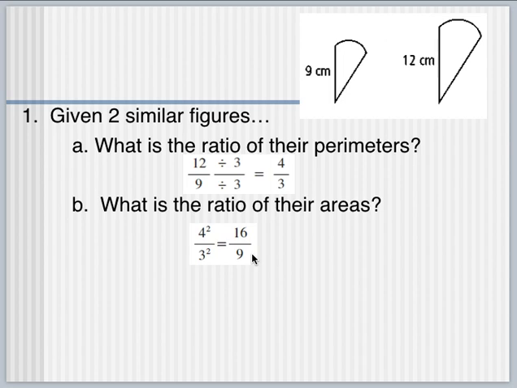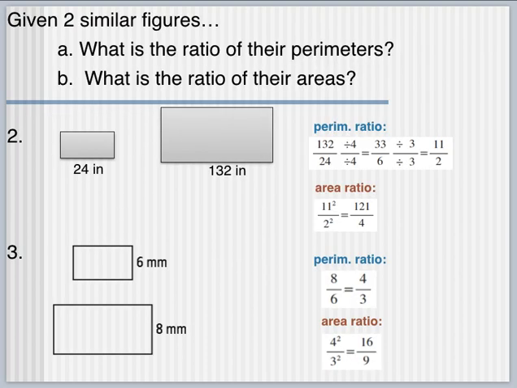Go ahead and try the next two problems on your own. Pause the video until you're done. Go ahead and check your answers on question 2 and 3.